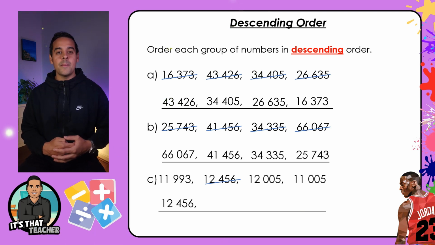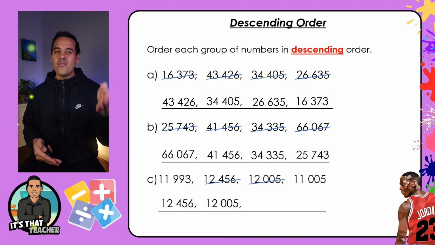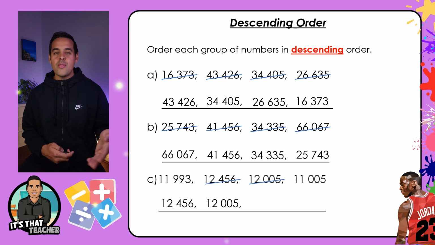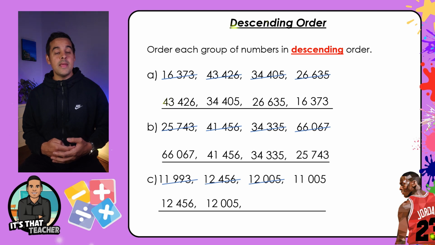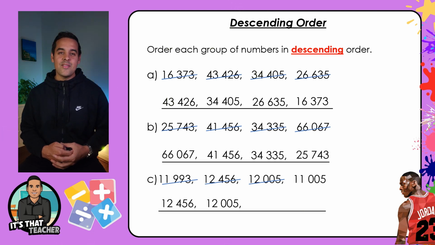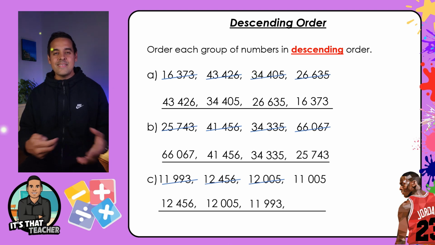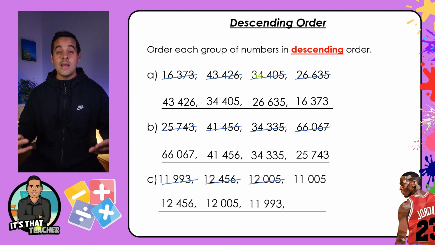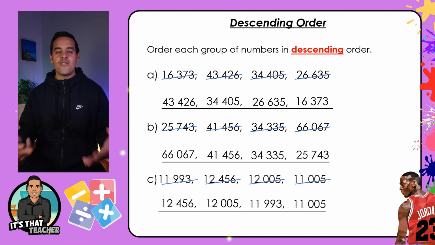The next largest number has to be 12,005 because remember, knowing your place value, there's 12 in the tens of thousands column, so 12,000. So we know that's next. Now, you've got two numbers starting with 11,000, so that would be 11,993 and 11,005. 11,993 is the next largest number. And finally, the best thing with this method is that you're completely finished because you only have one possible option left. 11,005 is your final number.